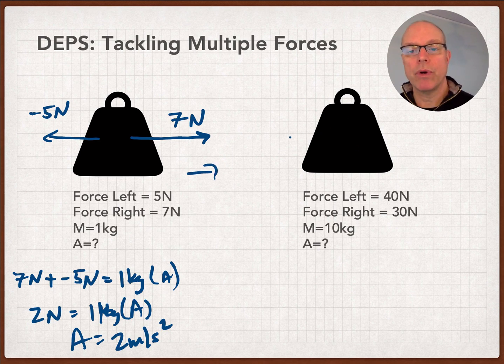Let's do the other one. Force going to the left is 40 newtons. So I'll put in an arrow over here, call it minus 40 newtons. Force going to the right equals 30. It's not quite as big.